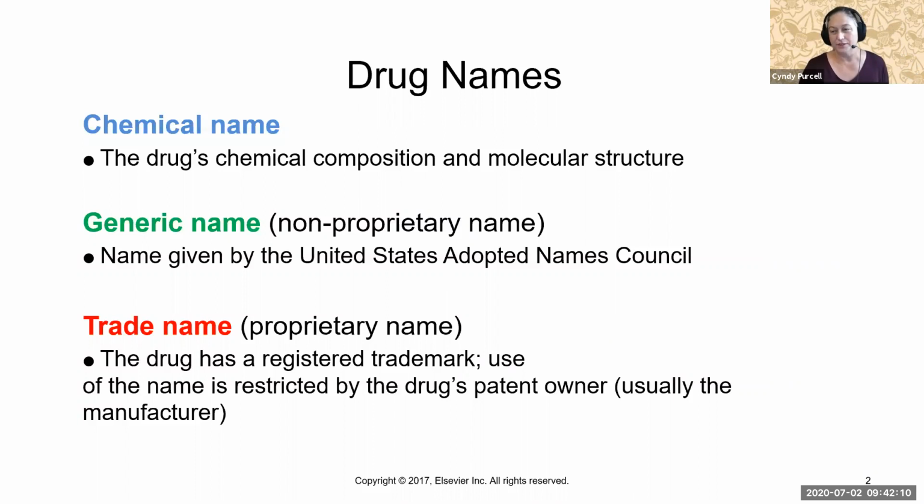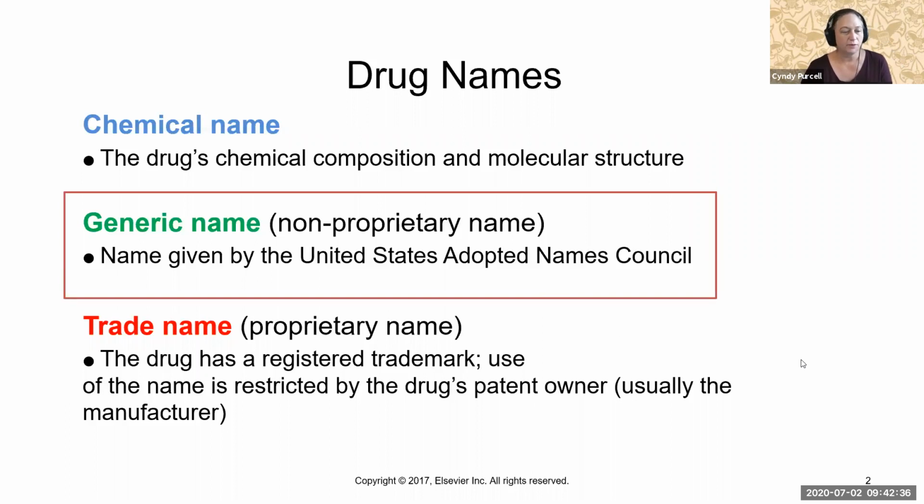The names that you're going to encounter are the generic or non-proprietary names and trade names, which are proprietary. So the generic name is the name given by the United States Adopted Names Council. The trade name is the name given by the company that actually discovers and first makes that drug. And it has a registered trademark with it.